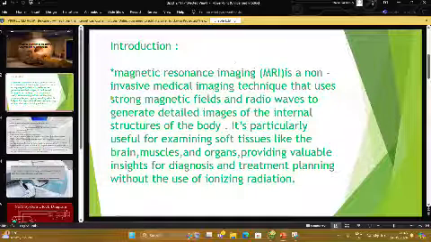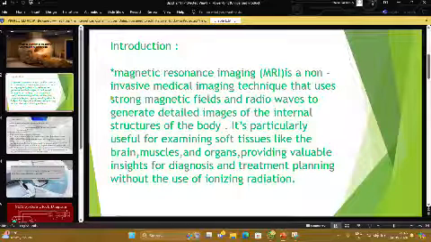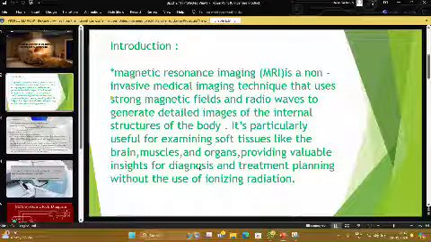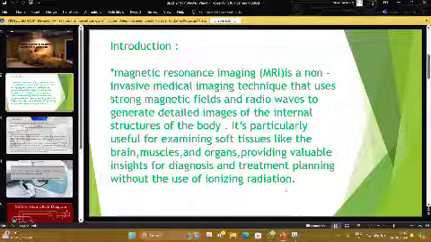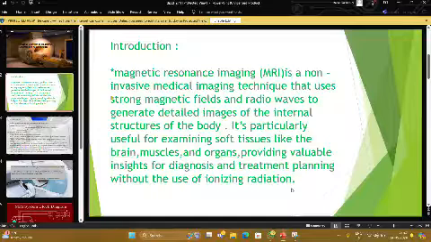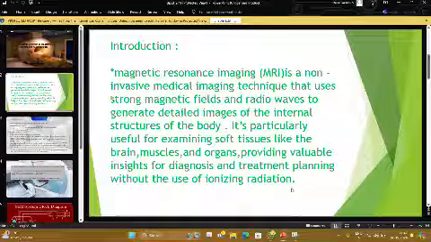Magnetic resonance imaging, MRI, is a non-invasive medical imaging technique that uses strong magnetic fields and radio waves to generate detailed images of the internal structures of the body. It's particularly useful for examining soft tissues like the brain, muscles, and organs, providing valuable insights for diagnosis and treatment planning without the use of ionizing radiation. So this MRI system is a non-invasive medical imaging technique. It gives the exact image of an internal organ which is damaged or repaired.